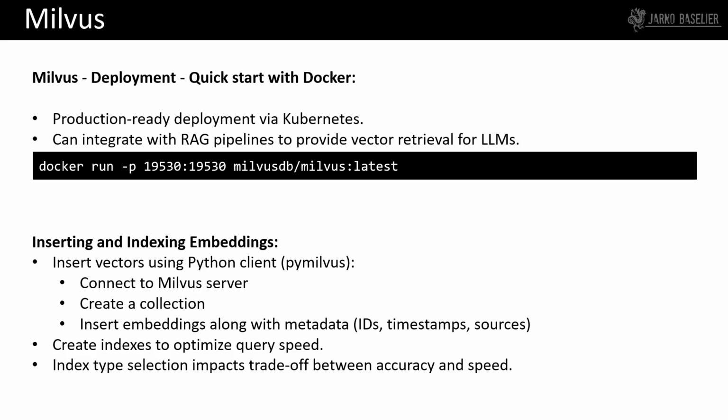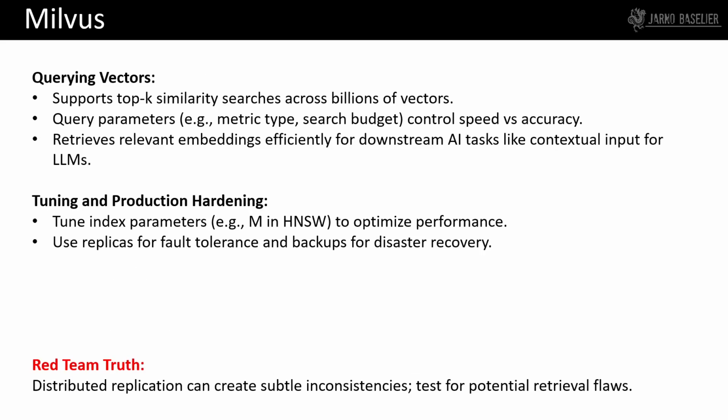Inserting and indexing embeddings. Insert vectors using the Python client, again by Milvus. Connect to the Milvus server, create a collection and insert embeddings along with metadata like IDs, timestamp and sources. Then create indexes to optimize the query speed, and index type selection impacts the trade-off between accuracy and speed, as we see the same trade-off time and time again.